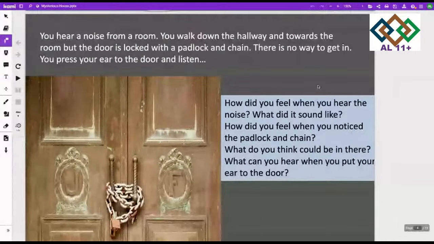So what can you hear when you put your ear to the door? You could say that you could hear someone screaming, really, really bad screams, like someone needs help. Or you could create another character and say that somebody inside there needs help. Maybe that bride is the one who's been locked in by her husband, and you want to help her. So you could also create a scene like that, or you could create something else.